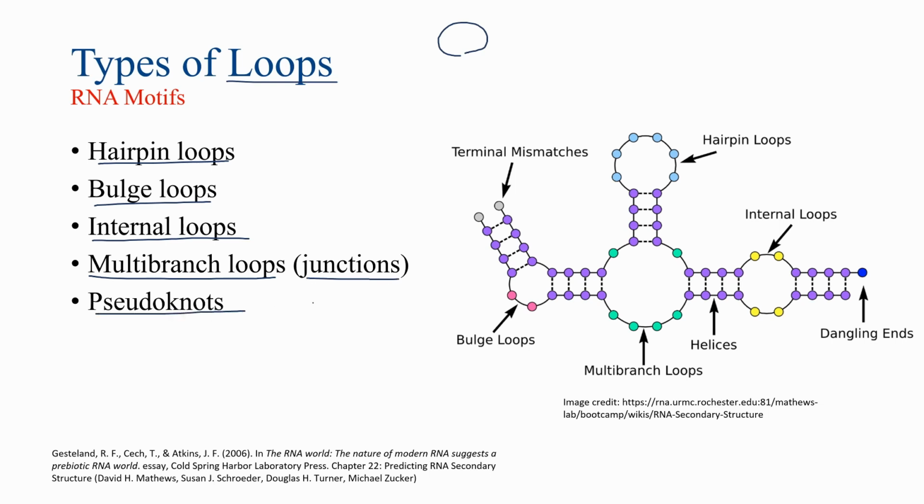The pseudoknot is probably the most complicated motif loop, and I will discuss that at the very end. But in the figure to the right, you can see a hairpin loop here. I'll discuss the exact features of a hairpin loop in a second. You can also see the bulge loop here to the left. There is also the internal loop that can be seen here, as well as the multi-branch loop and the pseudoknot, which is not present in this figure.